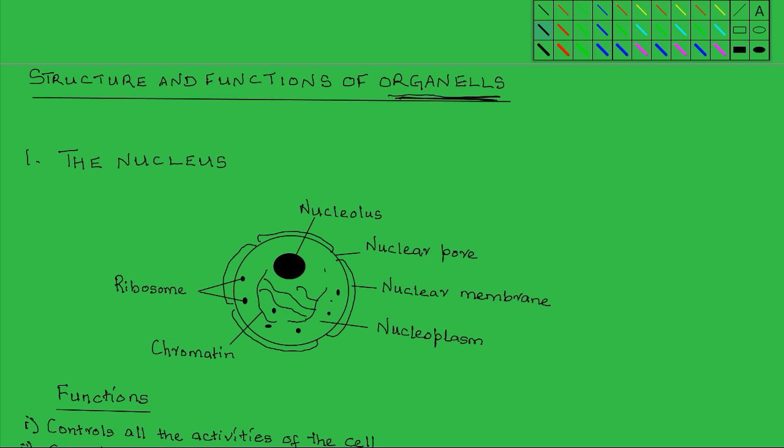We start with the nucleus. The nucleus is the largest cell organelle. It is spherical in shape and enclosed by a double membrane known as the nuclear membrane. So the nuclear membrane is a double unit membrane. There is the outer and the inner membrane that makes up the double unit nuclear membrane.